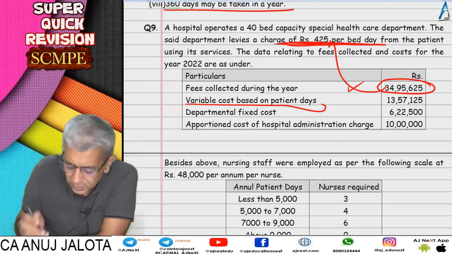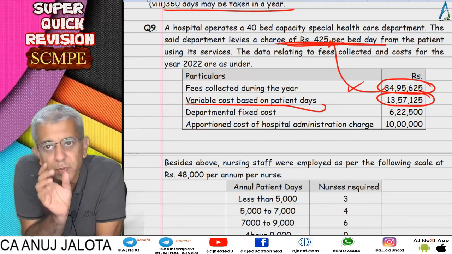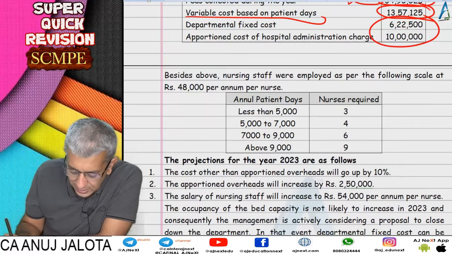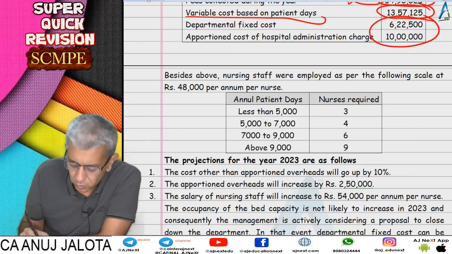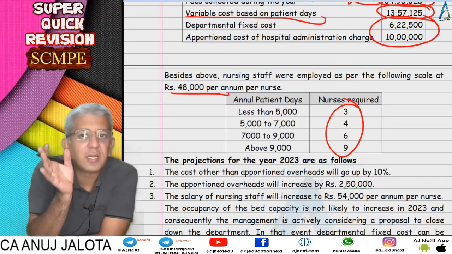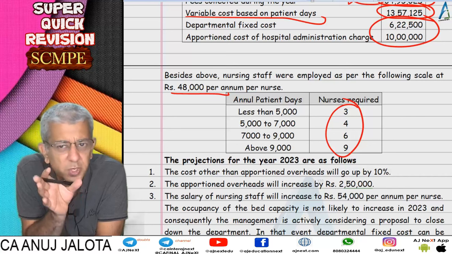Patient days means bed days only. So this figure divided by the number of patient days will give you the variable cost per patient day. Apart from that, there were two other fixed costs. And then based upon the number of patient days, you had a number of nurses to be recruited at the rate of 48,000 per annum per nurse. You work out the profit, which was supposed to be the profit for 2022, I think.